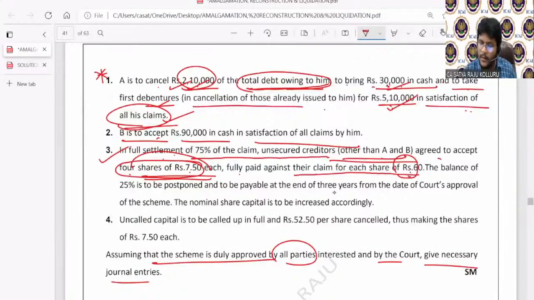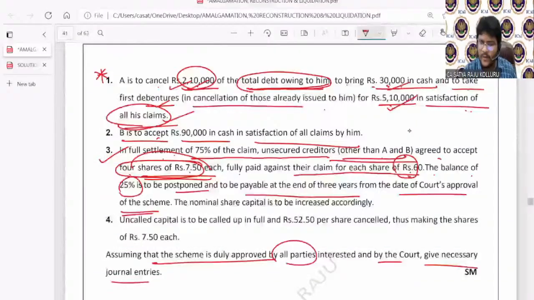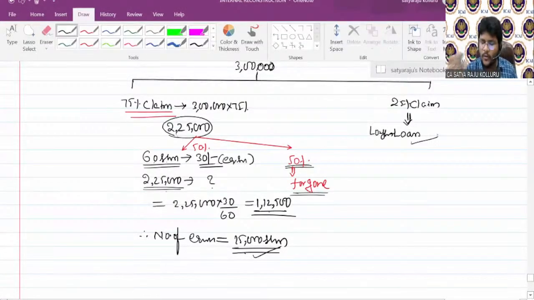Okay. The balance of 25% is to be postponed and to be payable at the end of the 3 years from the date of court's approval of the scheme. Now, they are treating it as a loan, guys. That is a long-term loan actually. Why? Because they will pay after 3 years, which means they are converting it as a loan. It continues as a loan.